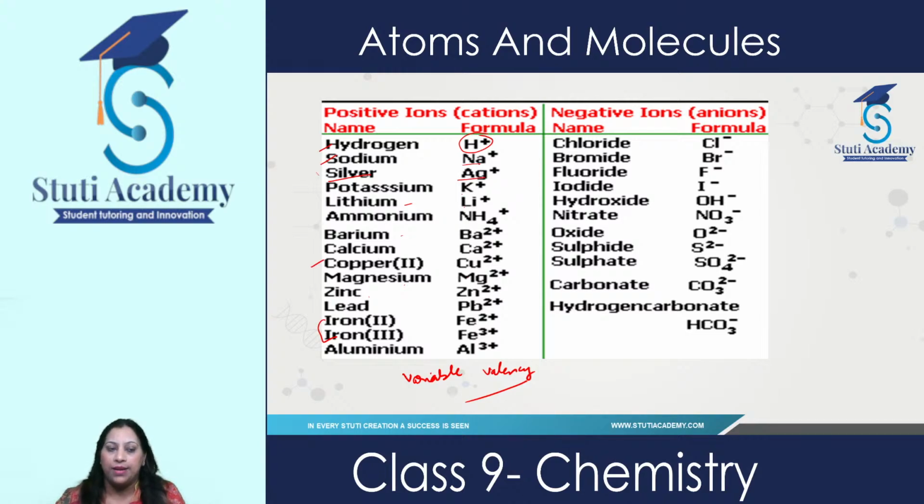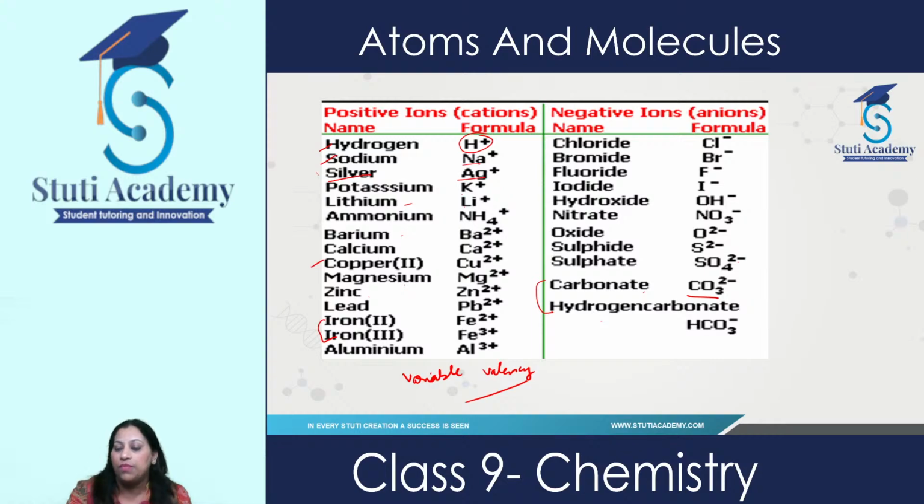Now coming to chloride, Cl minus, bromide, Br minus, fluoride, F minus, iodide, I minus, hydroxide, OH minus, nitrate, NO3 minus, oxide, O2 minus, sulfide, S2 minus, sulfate, SO4 2 minus, carbonate, CO3 2 minus, hydrogen carbonate, HCO3 minus. Look at the difference, carbonate and hydrogen carbonate. So you need to learn all these formulas by heart. Learn this table.